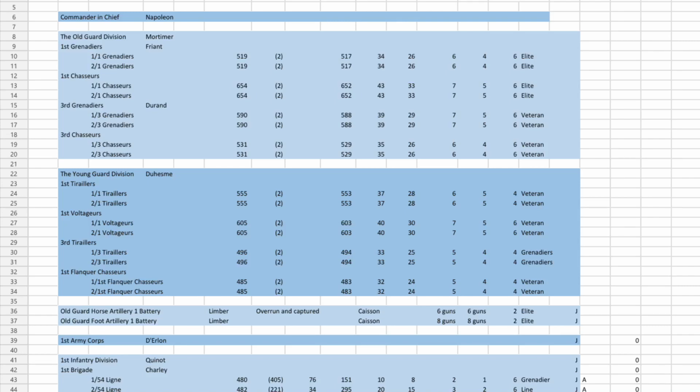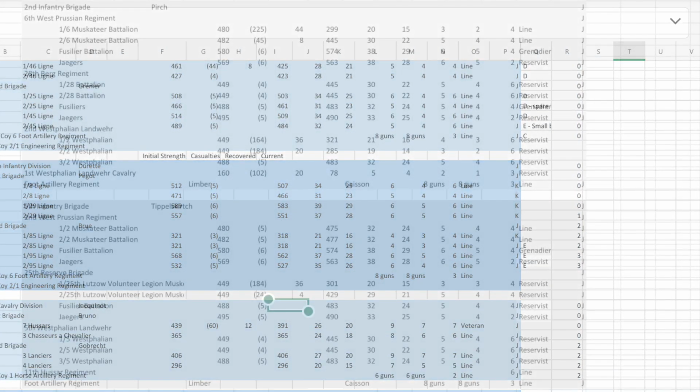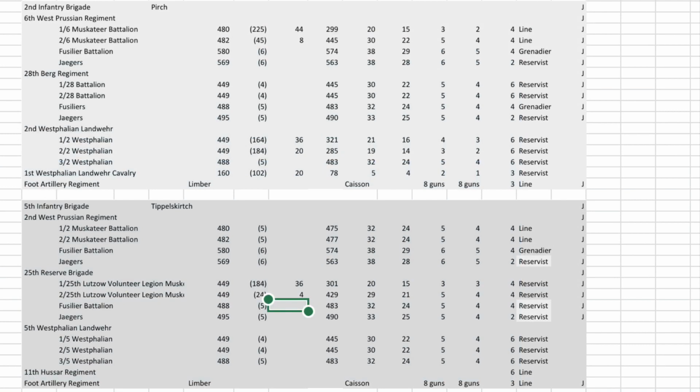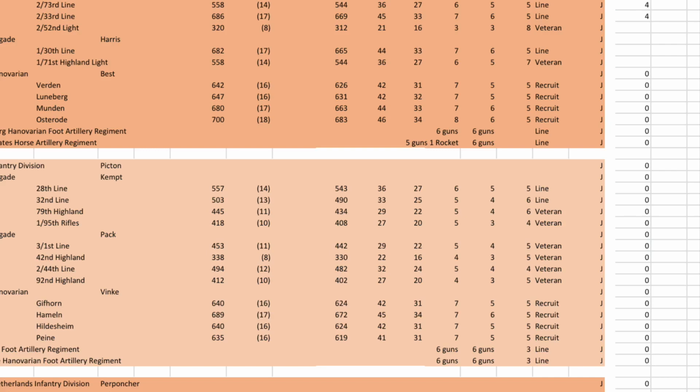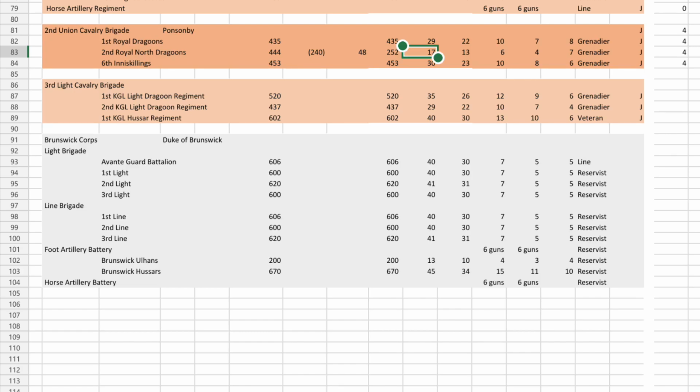Okay, let's have a look at some of the orders of battle. So these are pretty much the spreadsheets I use that set out all the various different units. You can see you've got unit names there, and on the left-hand column you get the original unit size. You can see I'm taking off casualties and adding back units that recover after combat. Keep a track of these, and that's how we keep track of our units.